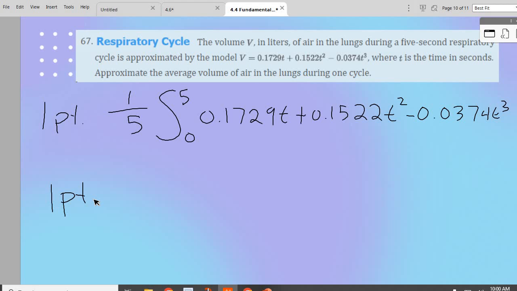So what do we get? 0.53. Also, we need our significant digits. We have 4.